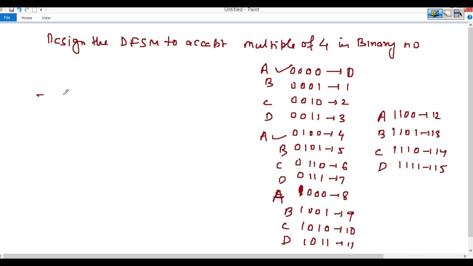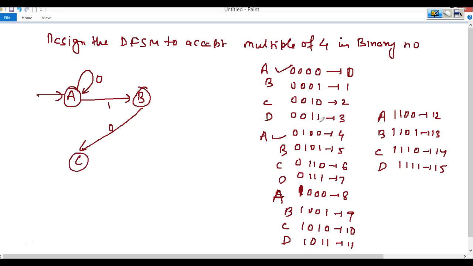So you can write it here, start state Q0, A you can write it here, and 0 0 0 0 should be in the A only. So you can write a loop here. 0 0 0 1 is B, 0 0 0 and 1 is going to be B. C is 0 0 1 0, 0 0 1 and 0 is going to be C. 0 0 1 1 is going to be D, 0 0 1 and 1 is going to be D.